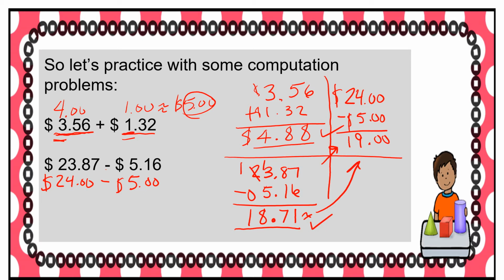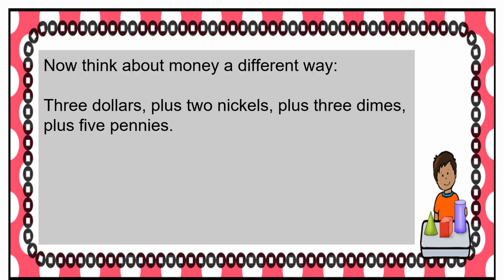All right. So let's do another one. So let's think about money a different way. If I have $3 plus 2 nickels plus 3 dimes plus 5 pennies. Remember, the first step is lining up the decimals. So $3 is simply 3 whole. 2 nickels. We know that 1 nickel is 5 cents. So 2 nickels is 10 cents.